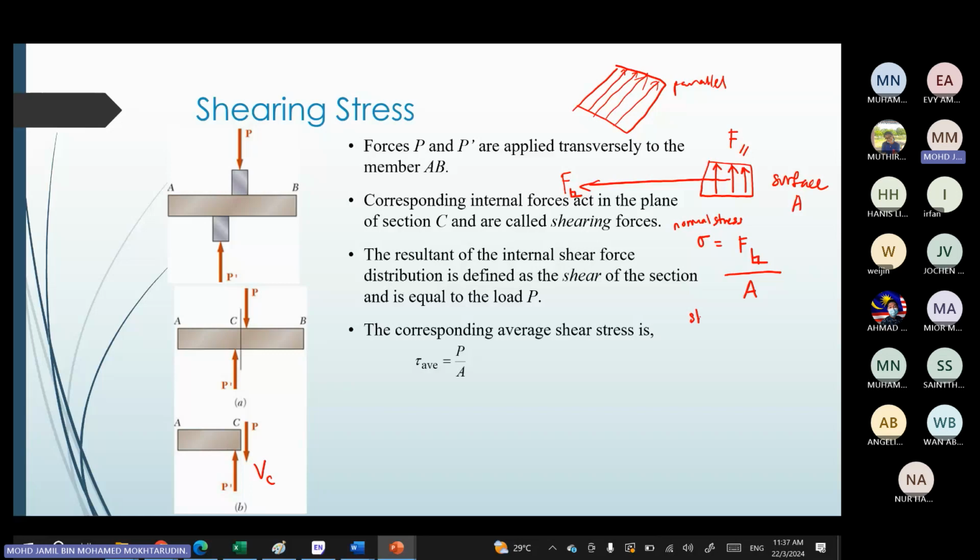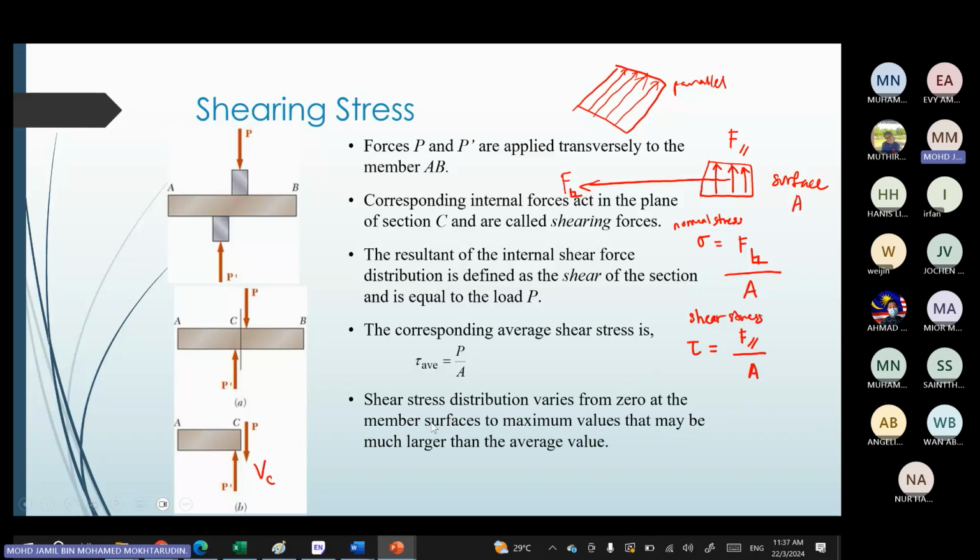If you have shear stress, we use the symbol tau. Tau is just the parallel force divided by the same area. So the area is the same. Shear stress distribution varies from 0 at the member surface to a maximum value. So it is not uniform throughout the surface; it has a distribution. We cannot determine the distribution by simple calculation, but we can determine it using finite element analysis.